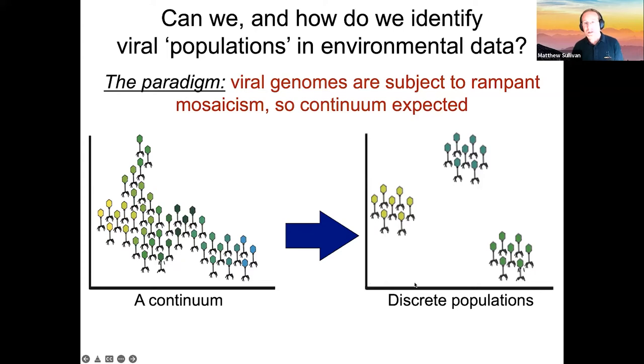And the alternative would be that there's a higher rate of gene flow within a group than between groups. And in that case, yellow viruses should look a lot more like yellow viruses than they do the green or light green viruses. And you might see discrete populations in sequence space.